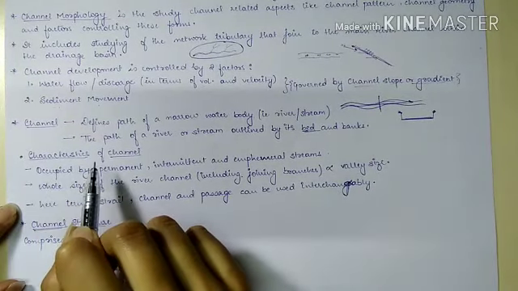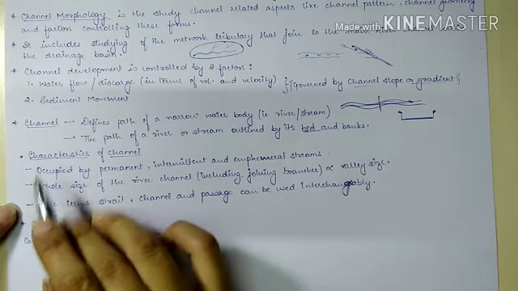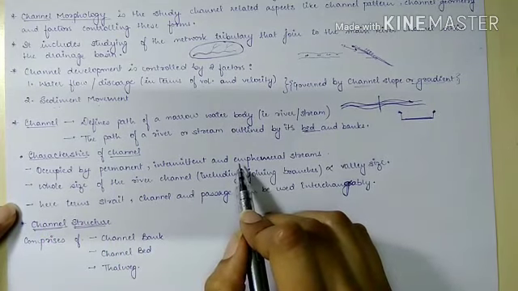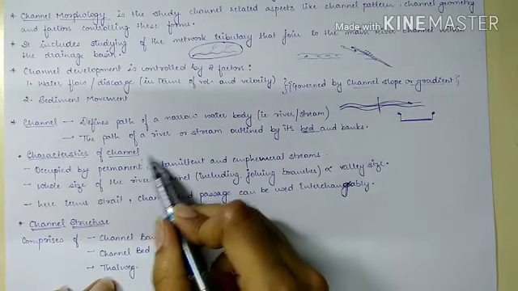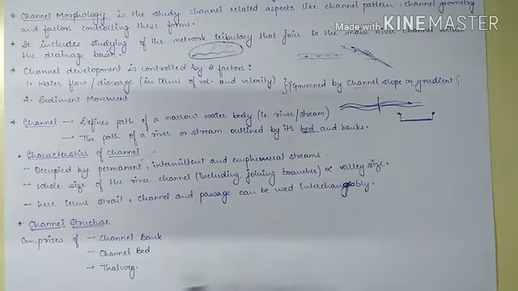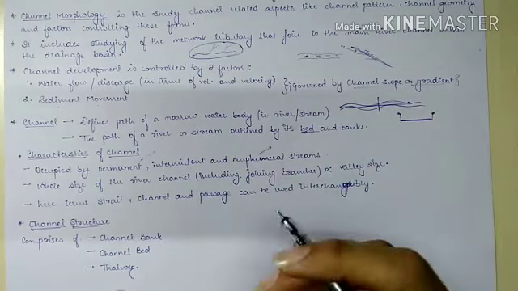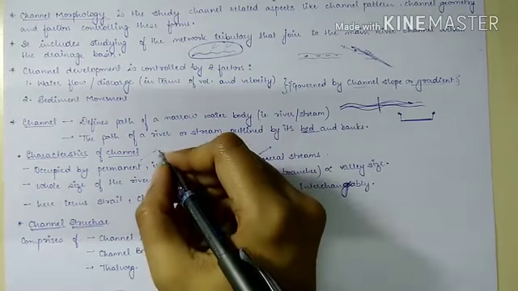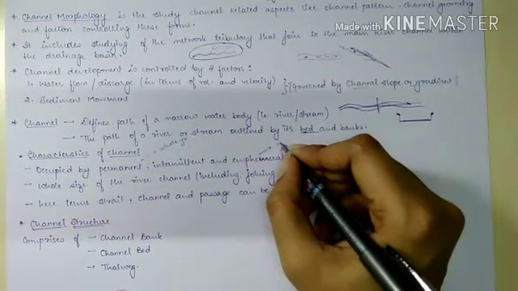So a channel has a few characteristics. First, a channel is occupied by permanent, intermittent, or ephemeral streams. Permanent is the one which flows throughout the year. Intermittent means discontinuous, and ephemeral means the one which flows seasonally. So this is the whole year and this is seasonal.